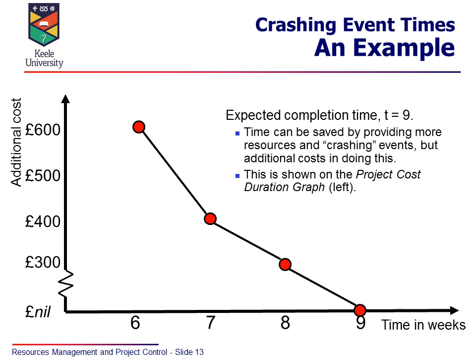We can crash it further by 2 weeks down to 7 weeks, but then that will cost an extra £400. If we crash it by 3 weeks, the sort of thing we're doing there is putting 2 people on rather than 1 to an activity to get the work done quicker. We can do that, but that's an extra £600. So it's a trade-off of time against cost in terms of what you're doing. And this is quite typical in projects.